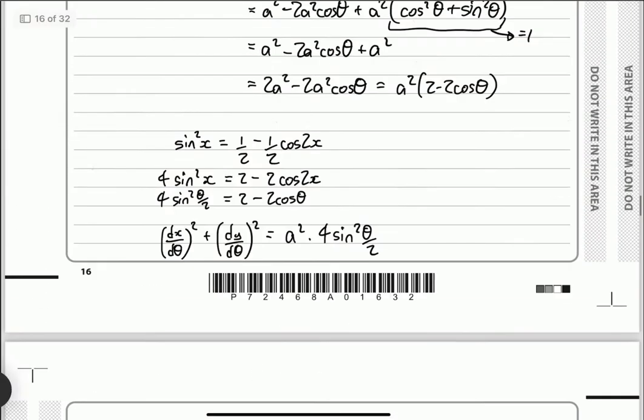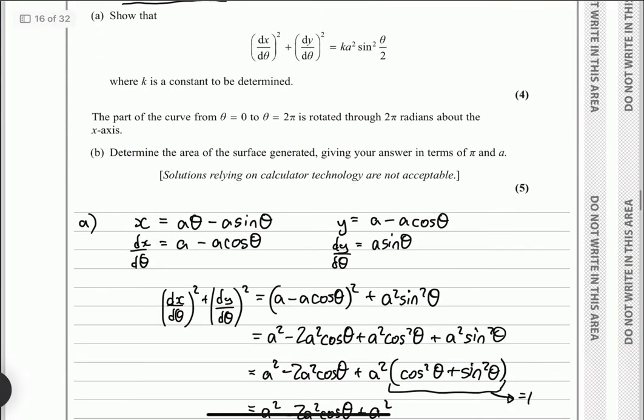K is equal to 4. Part B: the part of the curve from theta equals 0 to pi by 2 is rotated through 2 pi radians about the x-axis. Determine the area of the surface generated, giving your answer in terms of pi and a.